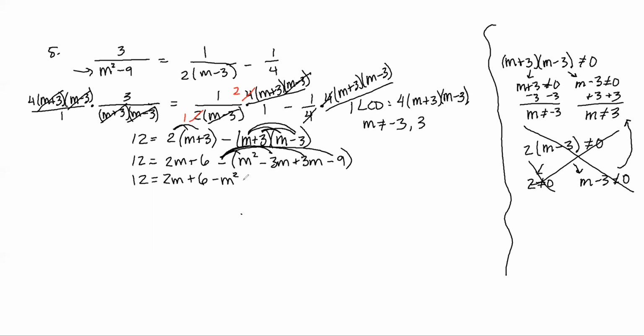Negative times a negative is a positive 3m. Negative times a positive is a negative 3m. Notice how all the signs are just changing. Negative times a negative is a positive 9.